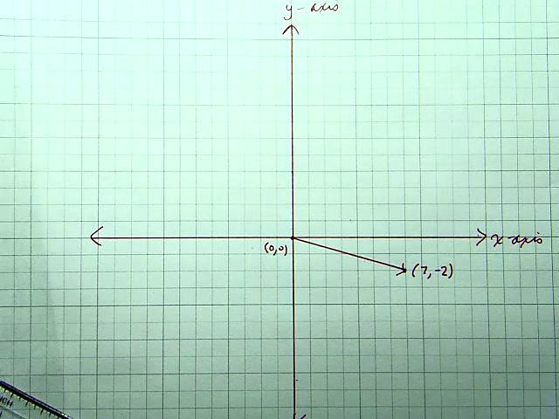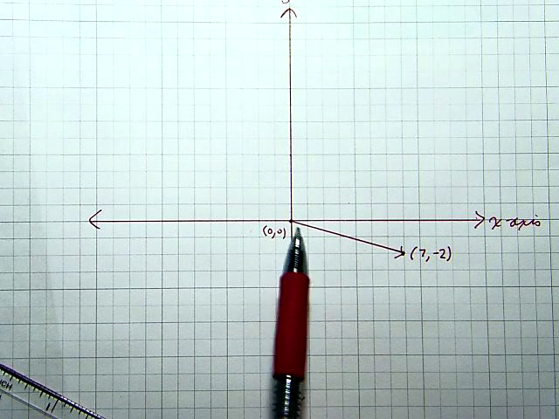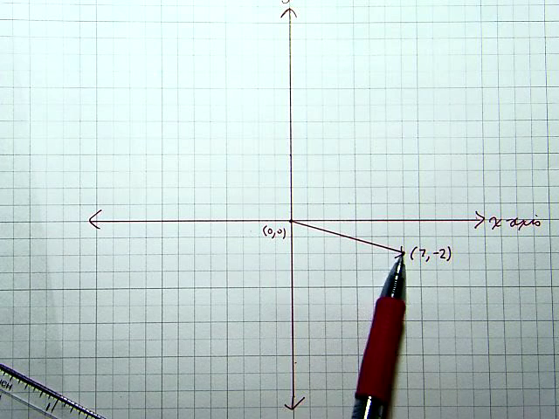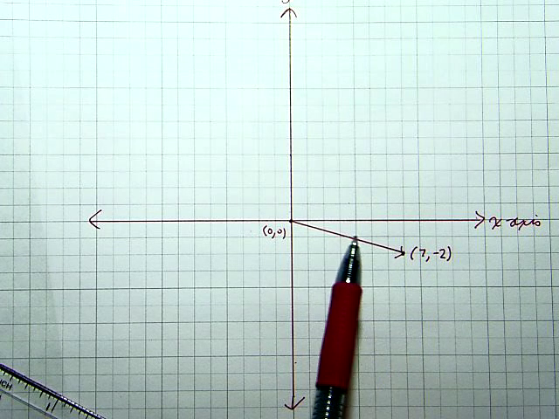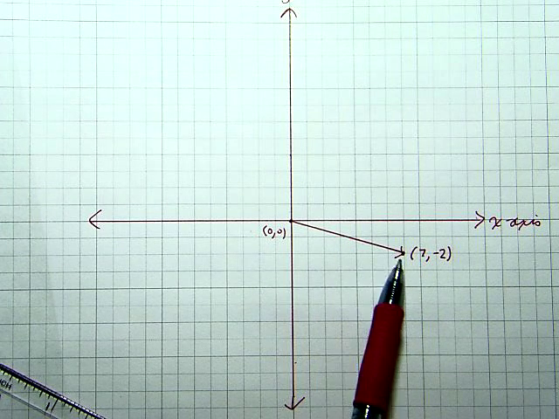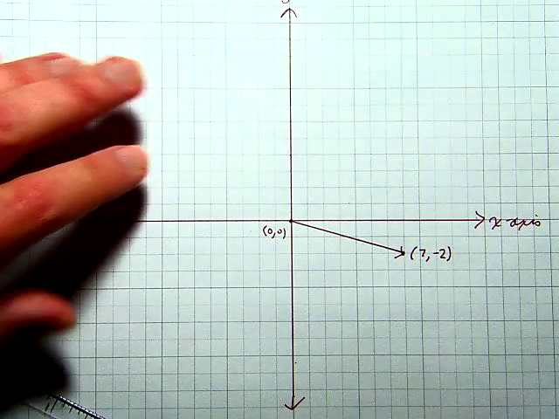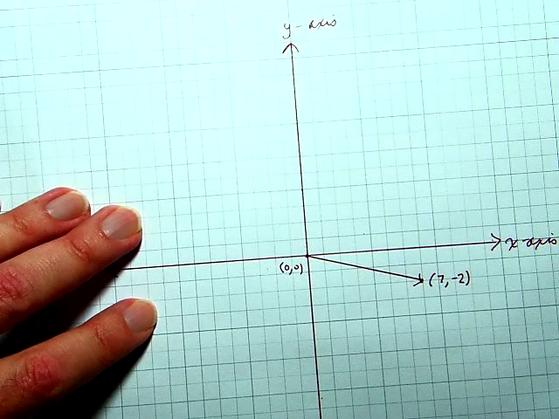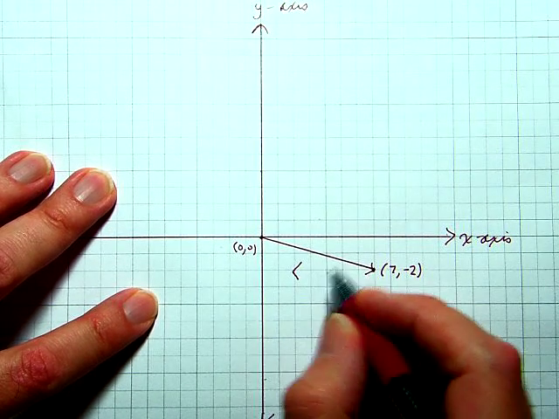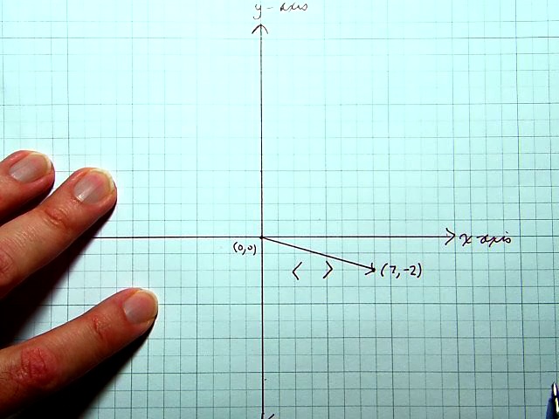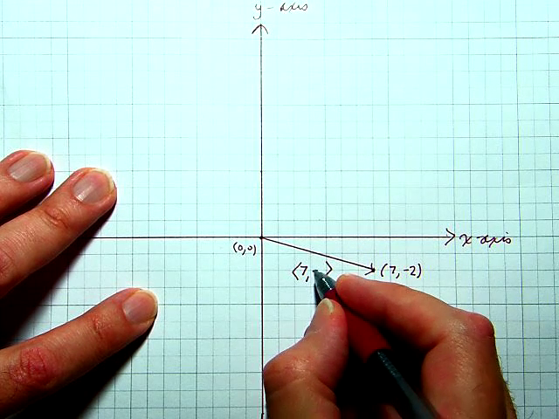So this is a vector, and like all vectors, it has a magnitude. The magnitude is the length of this arrow, and is also the same thing as the distance between the origin and the point (7, -2). The direction of this vector can be expressed in many different ways. One of the ways we can express both the direction and the magnitude is by giving a coordinate label to this vector. Notice the brackets we're going to use for this vector are angular brackets. We're going to call this vector ⟨7, -2⟩.